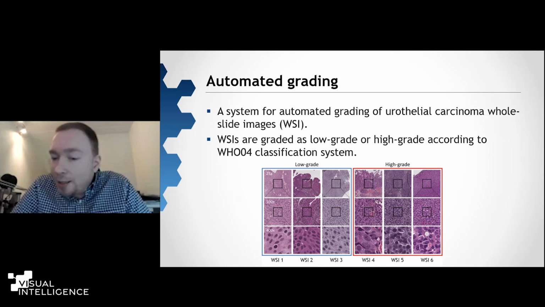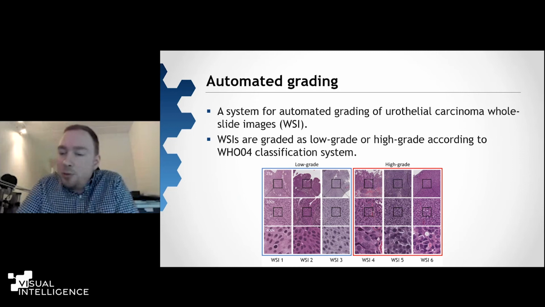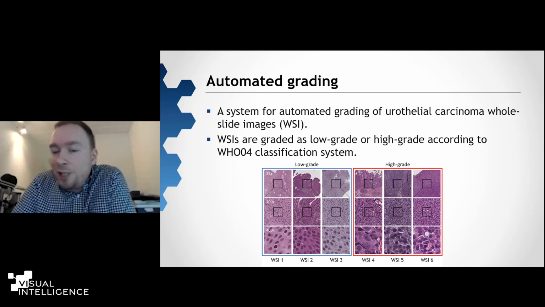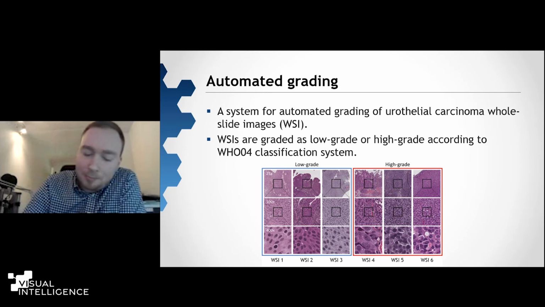There are guidelines introduced by the World Health Organization, which specify a set of features which are to be examined to determine the final grade of the tumor. The labels used in this work are according to the WHO 2004 guidelines.